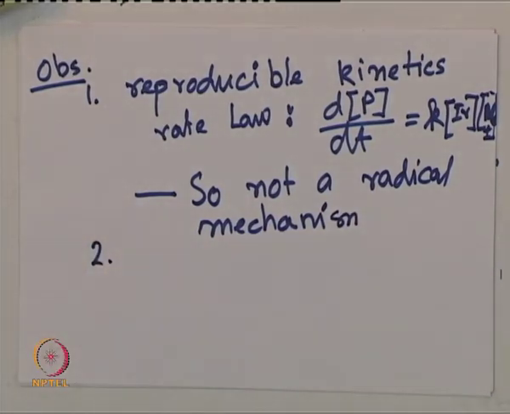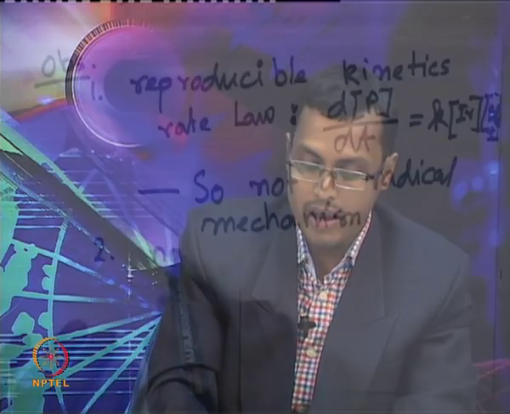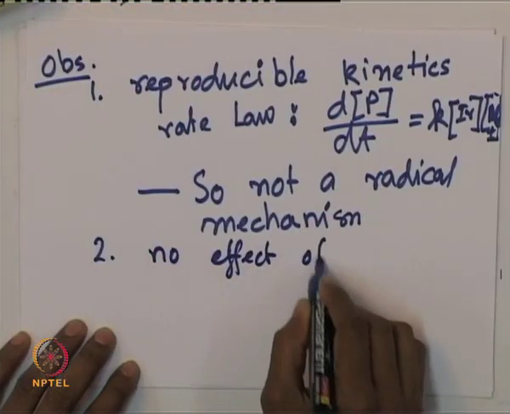Since it is not a radical mechanism, the other way to prove this is to add various radical traps to this reaction. There are plenty of radical traps available depending on the reaction conditions. We can discuss the different radical traps, but essentially no matter what radical trap you use, you will see that the reaction is not getting stopped. So, the radical trap will not have any effect on the reaction rate, again verifying that it is not a radical mechanism. So, no effect of radical trap.